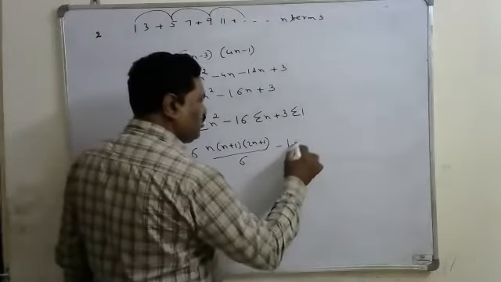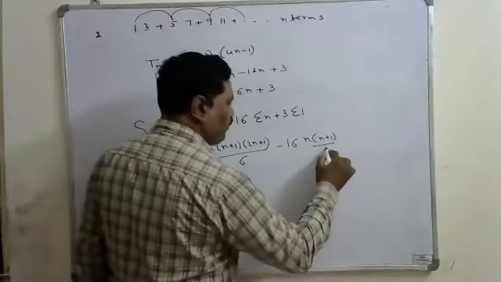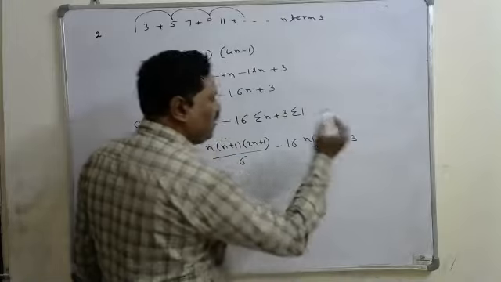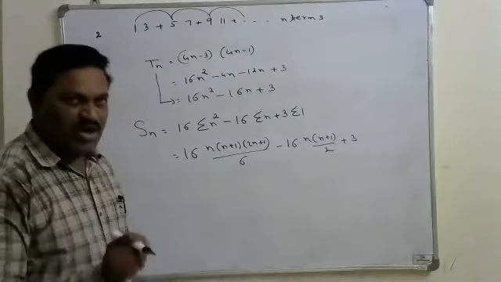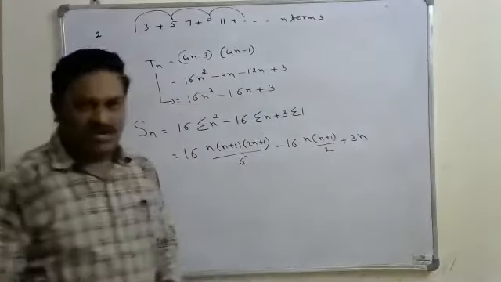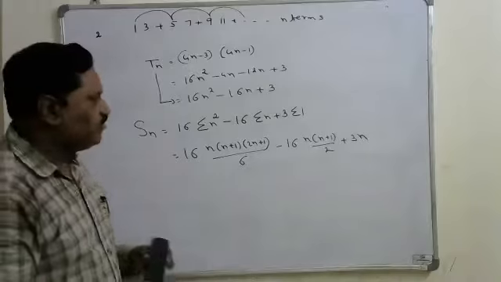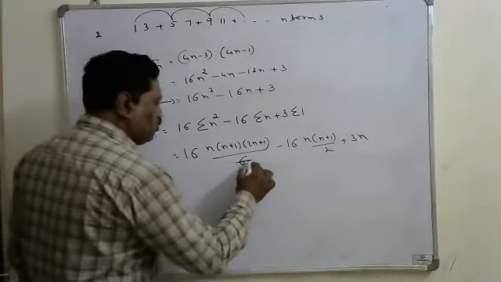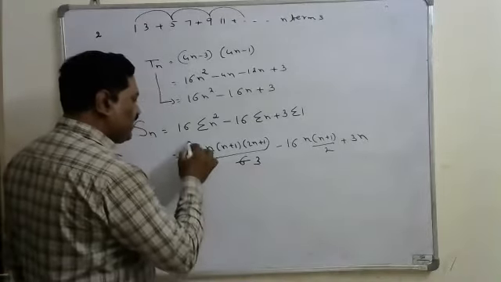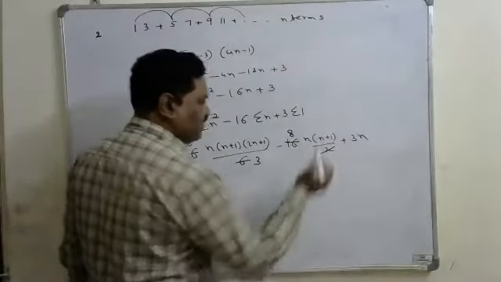Minus 16 times sigma n means n into n plus 1 by 2, plus 3 times. Remember that the value of the sigma 1 is always n. Sigma 1 value is always equivalent to n. Remember that value. Now the 3s get cancelled, and the 8s get cancelled.